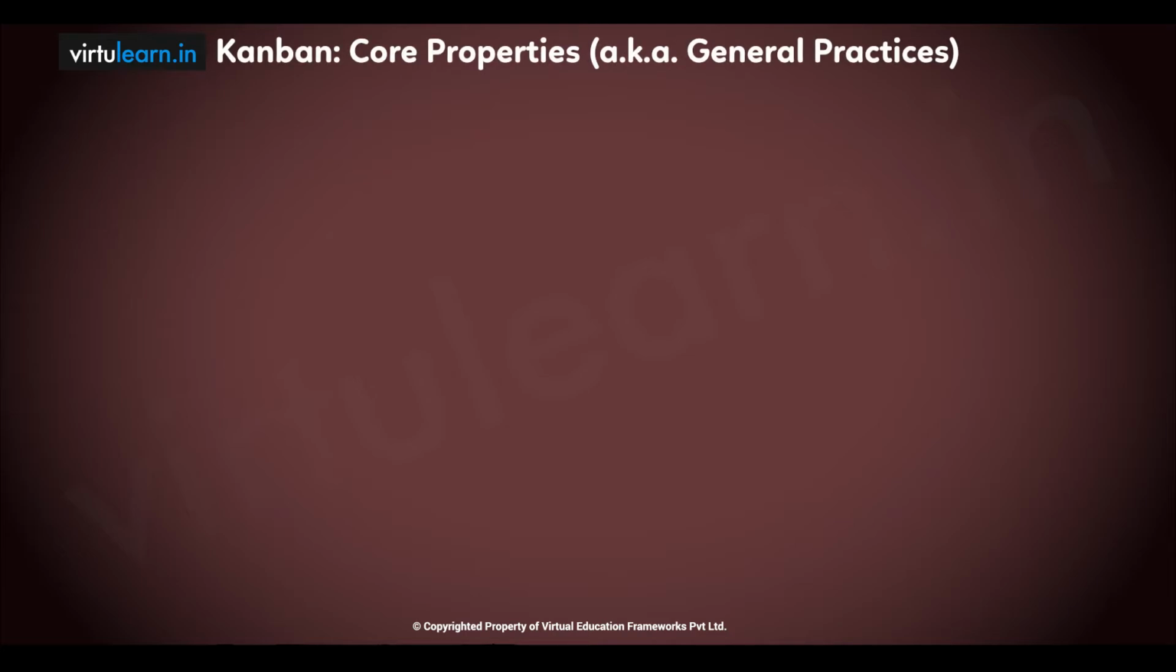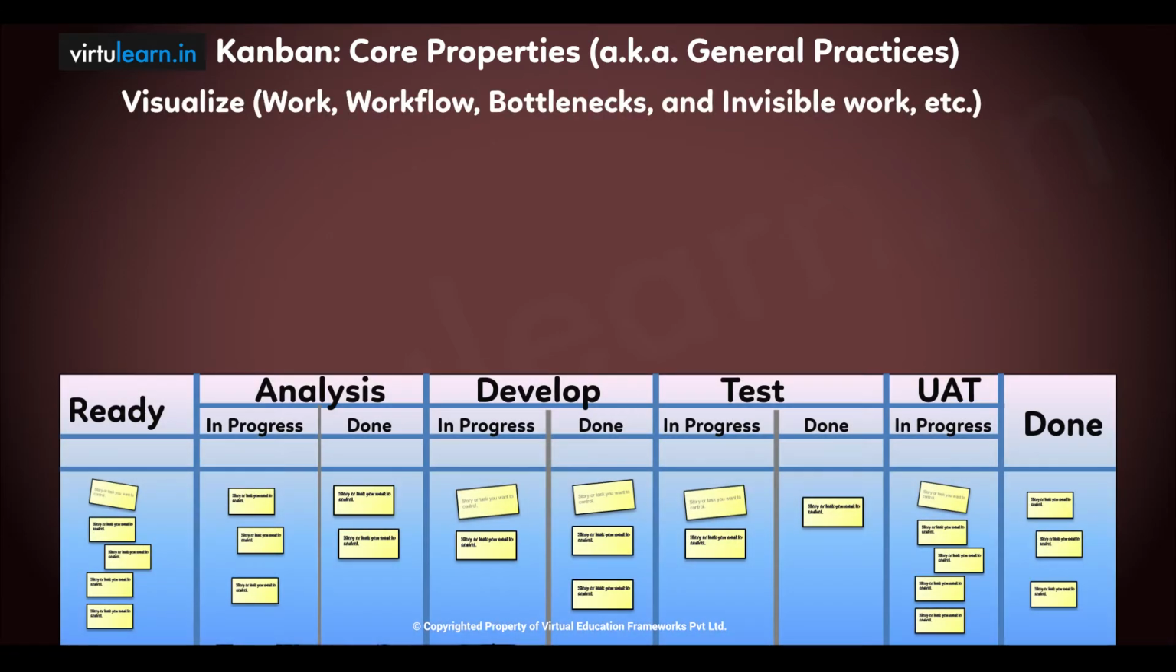Now let's look at the Kanban system and the 6 general practices of Kanban. Let's look at these 6 general practices first. Visualize. Visualize the work, the workflow, the bottlenecks, sometimes we call them impediments. Visualize any invisible work that is not on the board also.